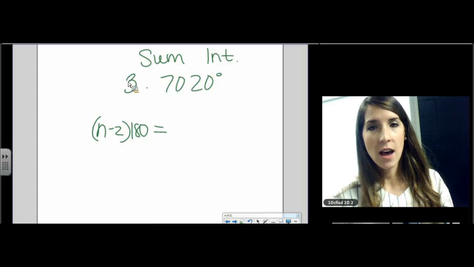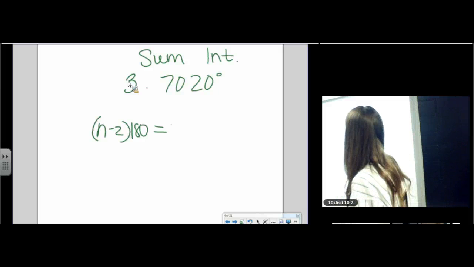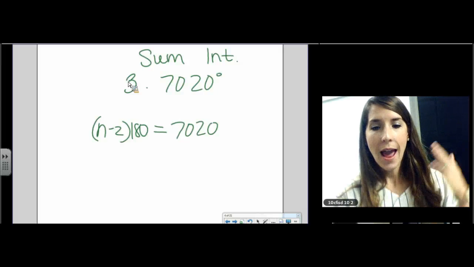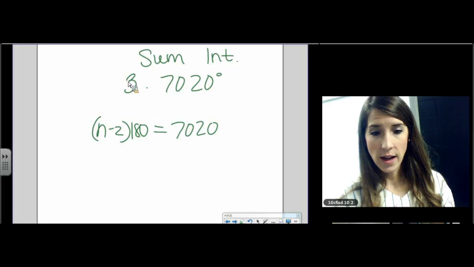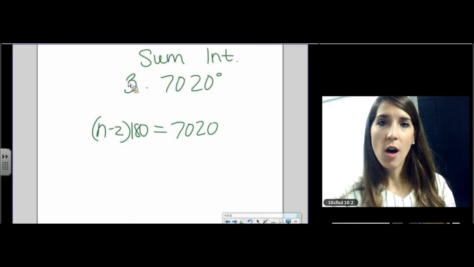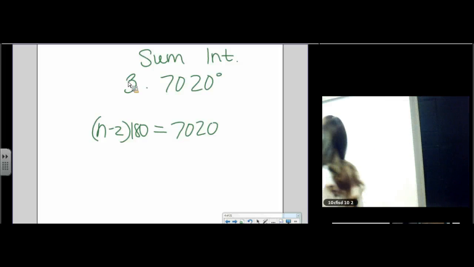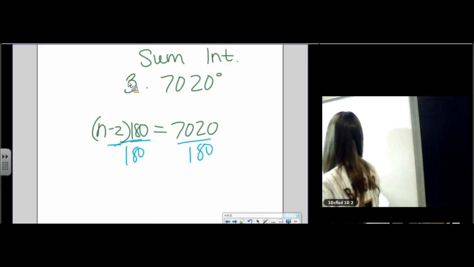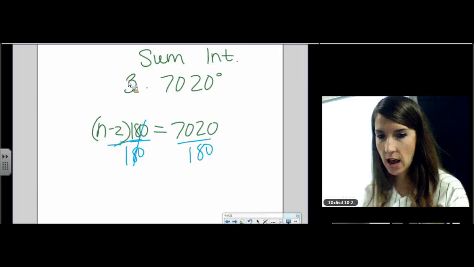Anyways, so that's the formula for the sum of the interior angles, and we already know the answer. Remember, it's one of those where we're working backwards like Jeopardy. I give you the answer and I want to know the question. So the sum is 7,020, and all we have to do now is solve for n. This one is easier to solve for than the other one that is divided by n. So step 1 would be you divide both sides by 180. You should get 39.